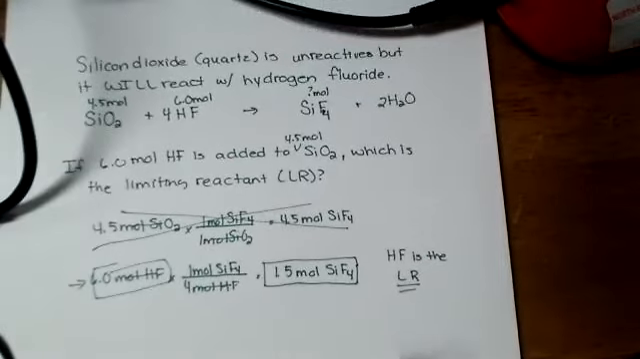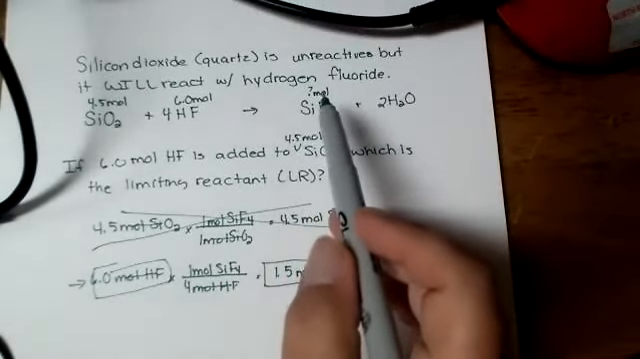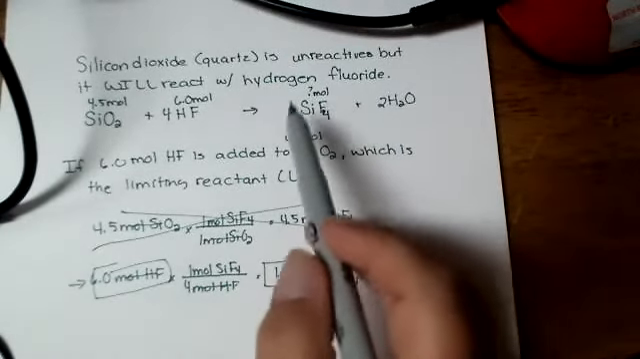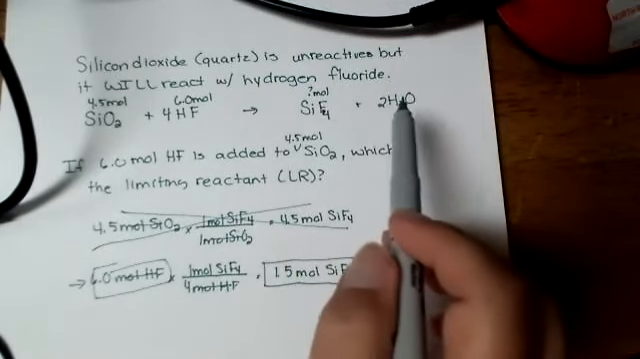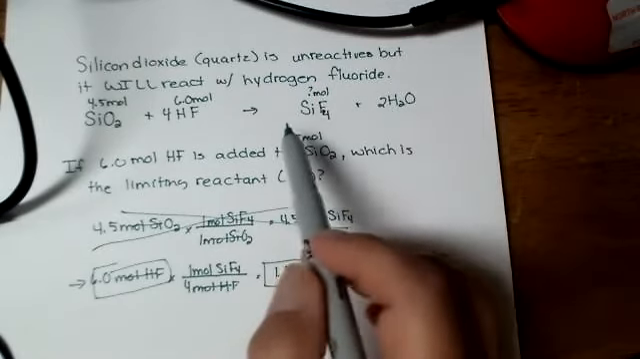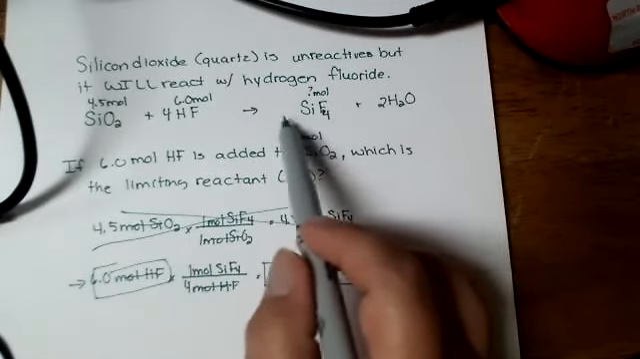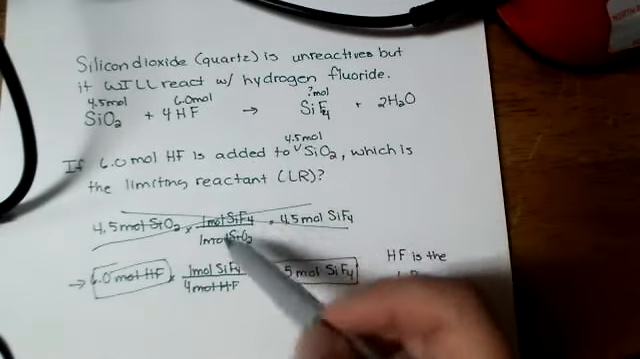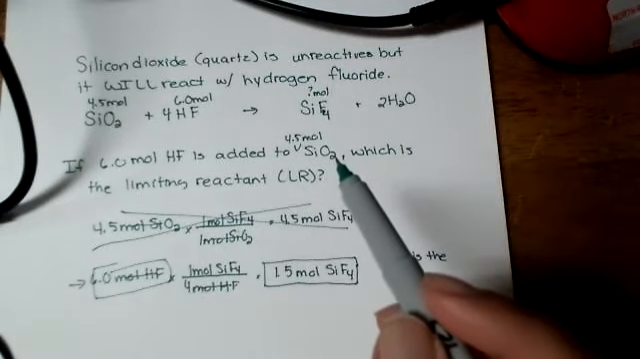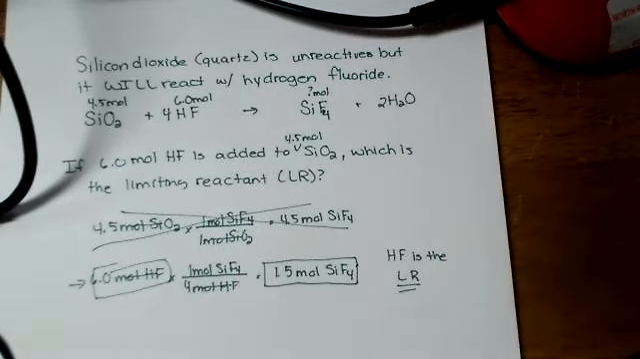Now, I do want to point out that you don't always have to pick this as your product. I could have easily chosen water if I wanted to, but just to make things easier, I went with silicon tetrafluoride because it only had a 1 as the coefficient, and that made my math just a little bit easier, okay? So, a couple of things that you need to remember when working limiting reactants.